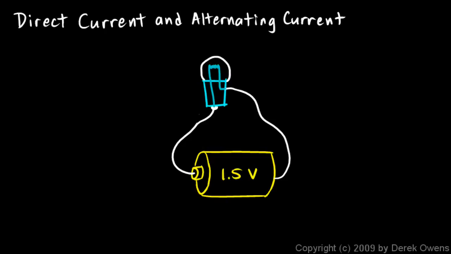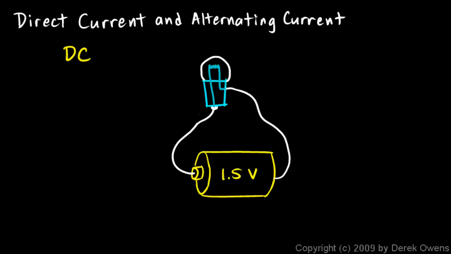Now we'll say some things about direct current and alternating current. A circuit like this one, a battery connected to a light bulb, uses what we call direct current, abbreviated DC. What that means is that the electrons come out of the battery and flow around this circuit in one direction, continuously. The direction never changes. And batteries like this produce direct current.